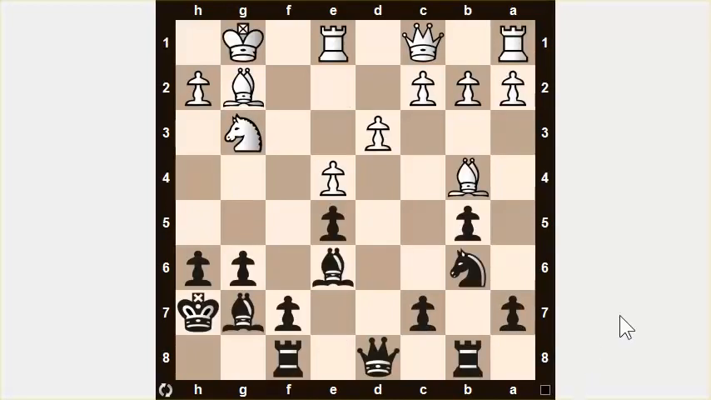Okay, here's the second exercise. In this position, it's black's turn to move. Use your 5-step calculation method and see if you can find a tactic for black. You can pause the video to think about it.